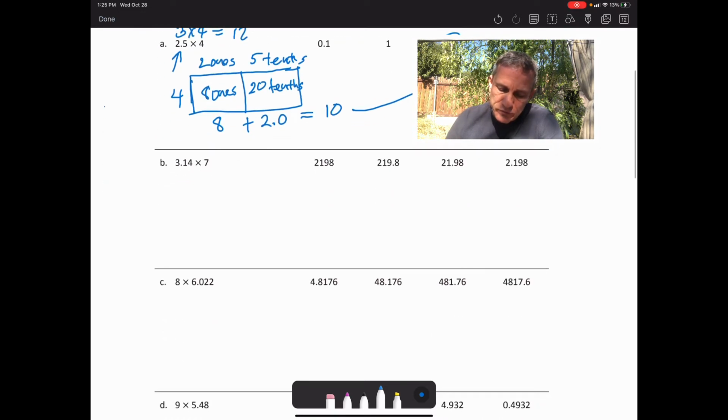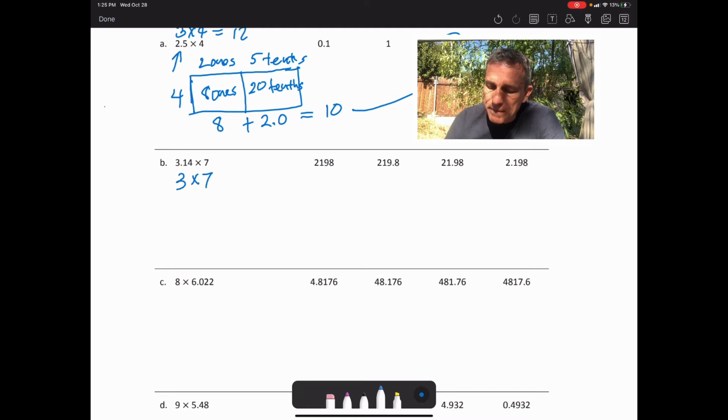All right, let's take a look at the next one. So what we're going to do is take 3 and 1400ths, and we're going to round it to the nearest whole number. So 3 and 1400ths is closest to 3. So I'm going to take 3 times 7. Now, since 7's already a whole number, I'm not going to round it. I'm just going to leave it as a 7. So 3 times 7 equals 21.